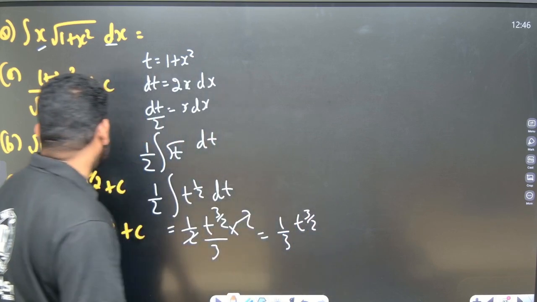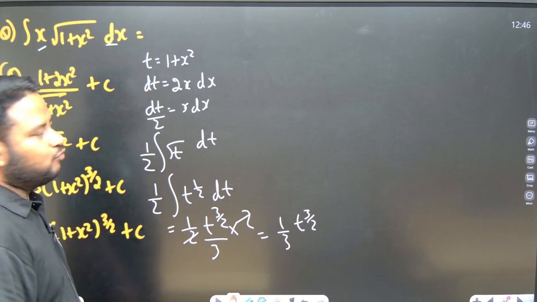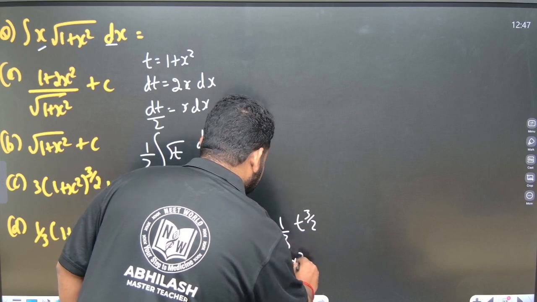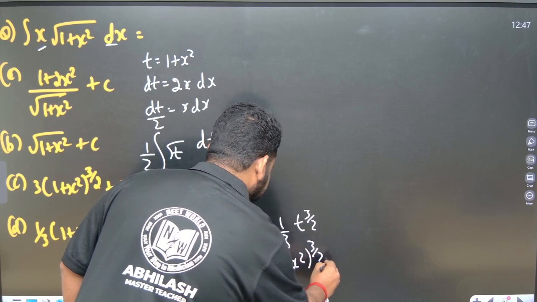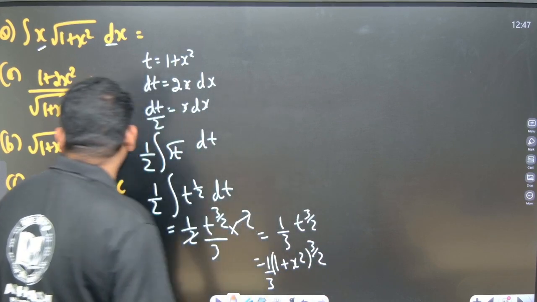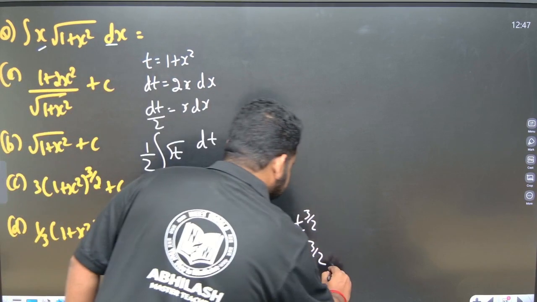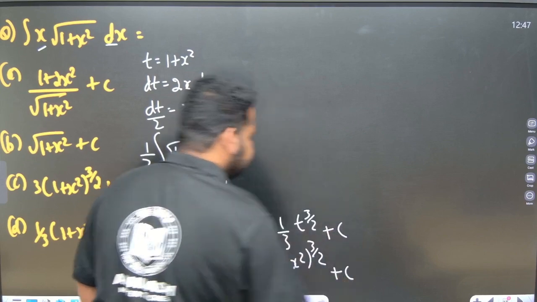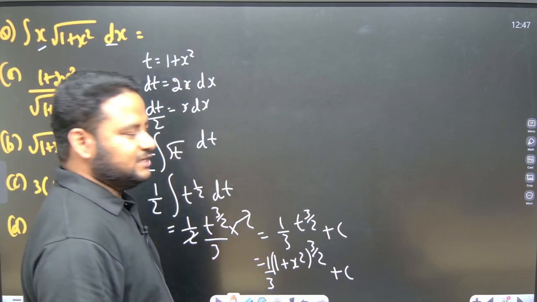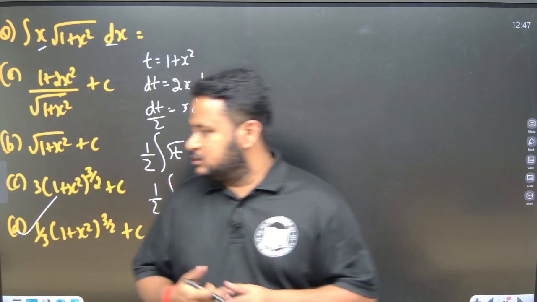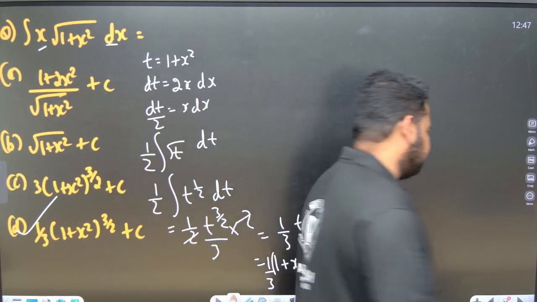But t is what, friends? T is nothing but 1 plus x square. So this becomes 1 by 3 into 1 plus x square to the power of 3 by 2, plus c. Once I integrate, I have to write the constant of integration. So here the answer is option D, friends. Let us move to the next question.